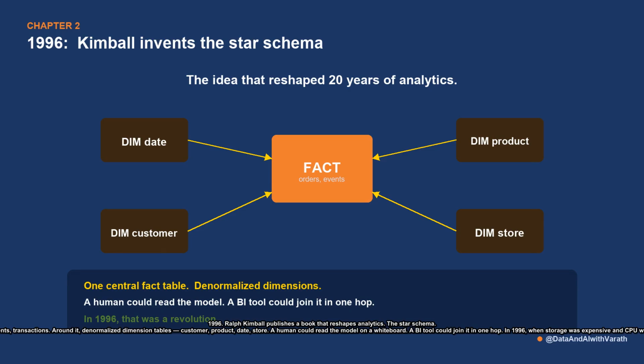1996. Ralph Kimball publishes a book that reshapes analytics. The star schema. One central fact table: orders, events, transactions. Around it, denormalized dimension tables: customer, product, date, store. A human could read the model on a whiteboard. A BI tool could join it in one hop. In 1996, when storage was expensive and CPU was expensive, that was a revolution.